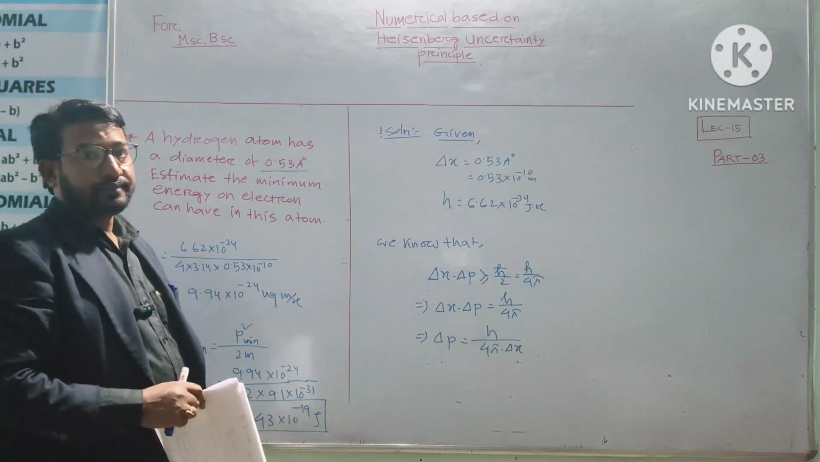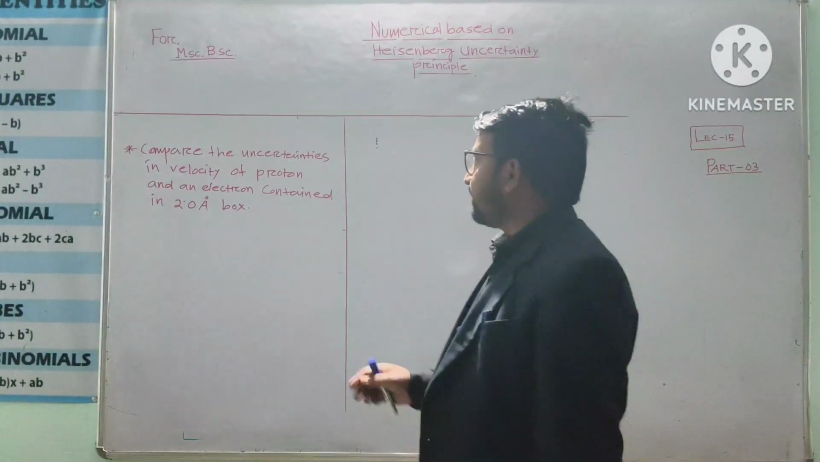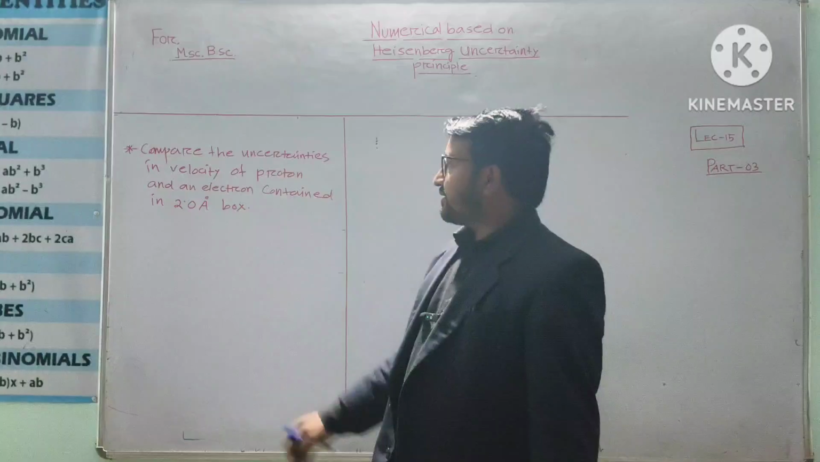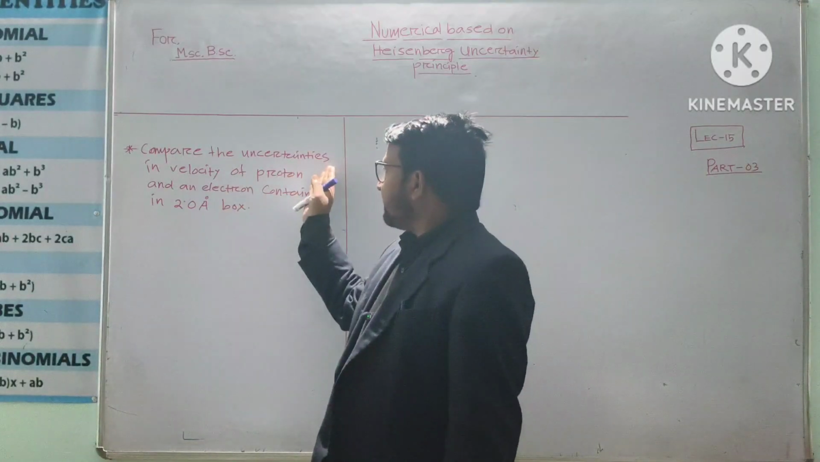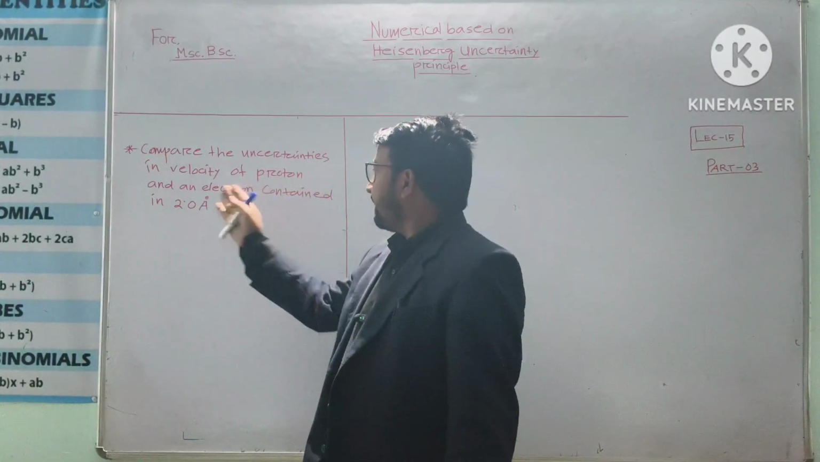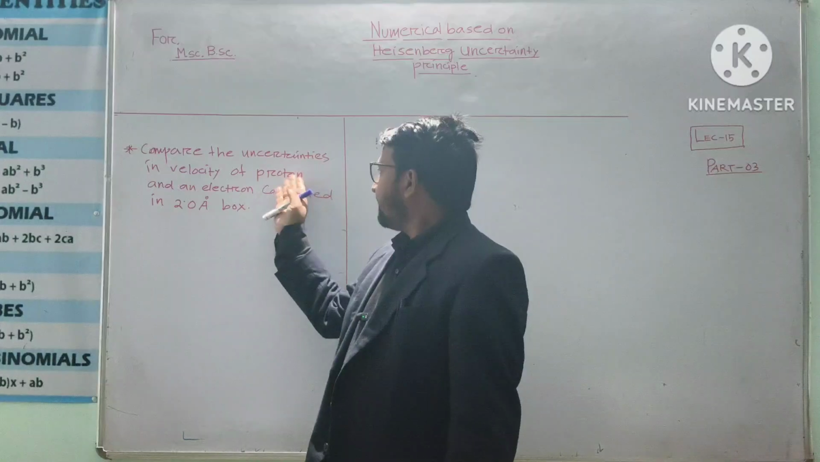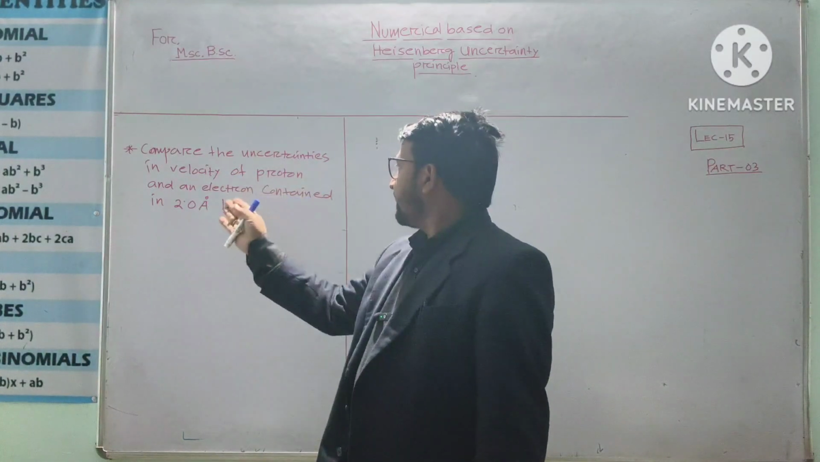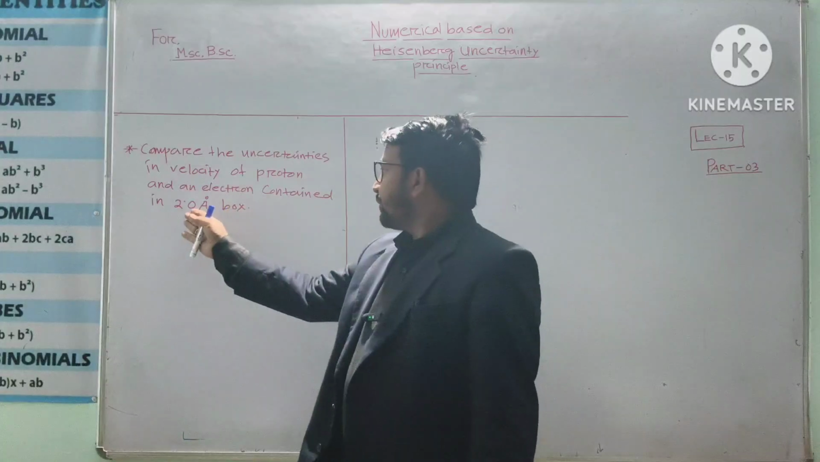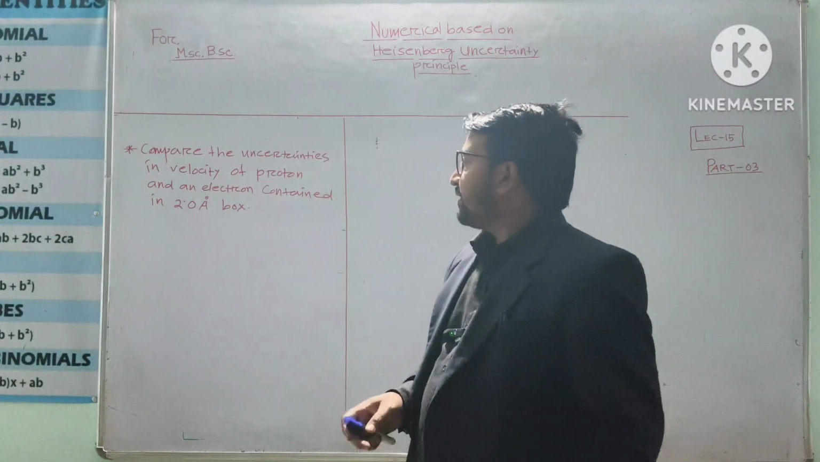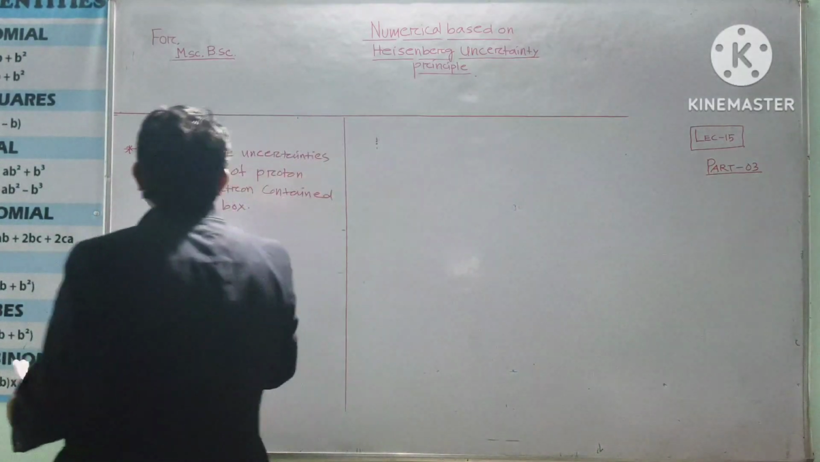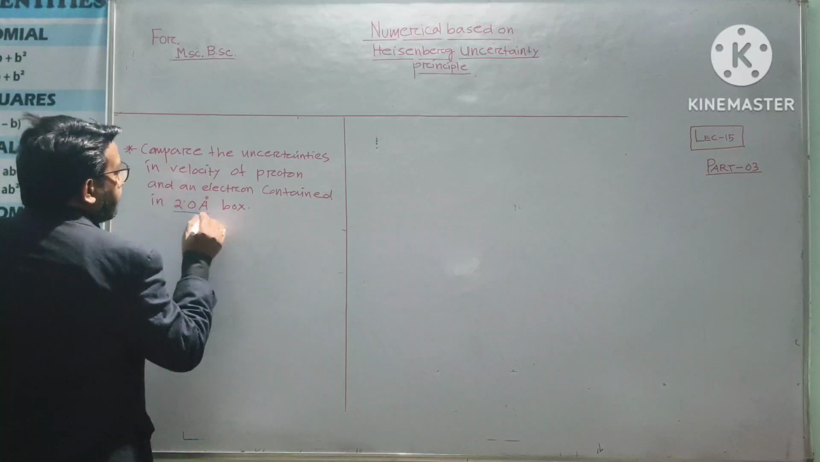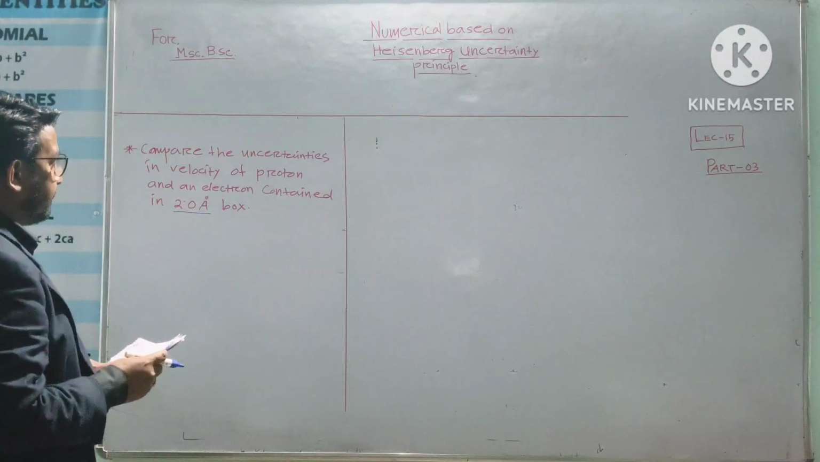Okay, our next numerical problem. The statement of this problem: compare the uncertainties in velocity of a proton and electron. There are two particles, one is a proton and the other is an electron. Compare the uncertainties in velocity of proton and electron contained in a 2.0 angstrom box. So 2.0 angstrom is the uncertainty in position.